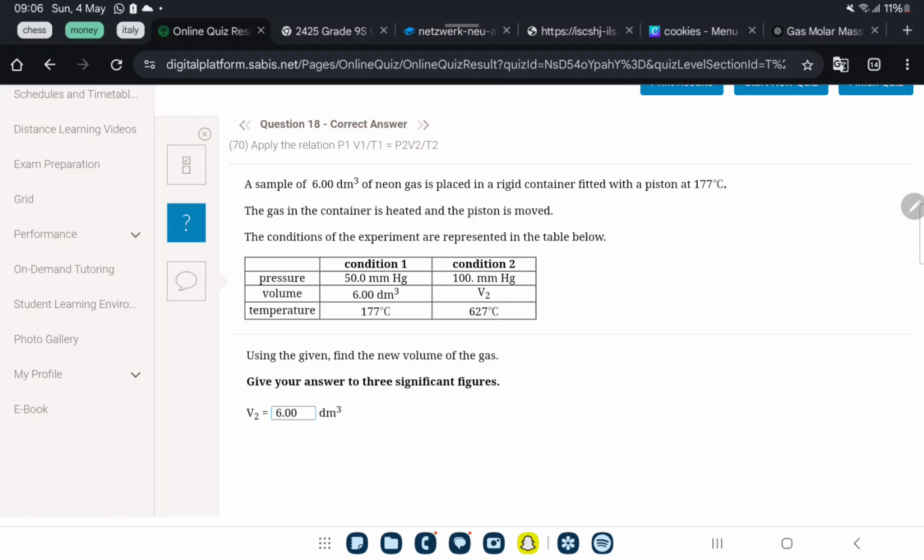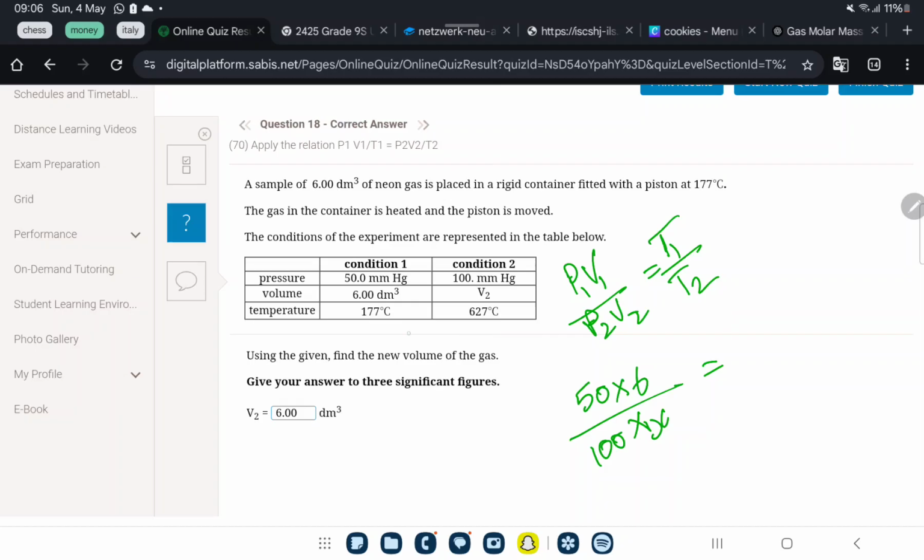Chapter 5. We just did this for physics, so I'd be surprised if you don't know it by now. So P1V1 over T1 equals P2V2 over T2. The n and R cancel, so you don't need them. So P1 is 50, V1 is 6, P2 is 100, and V2 is X.